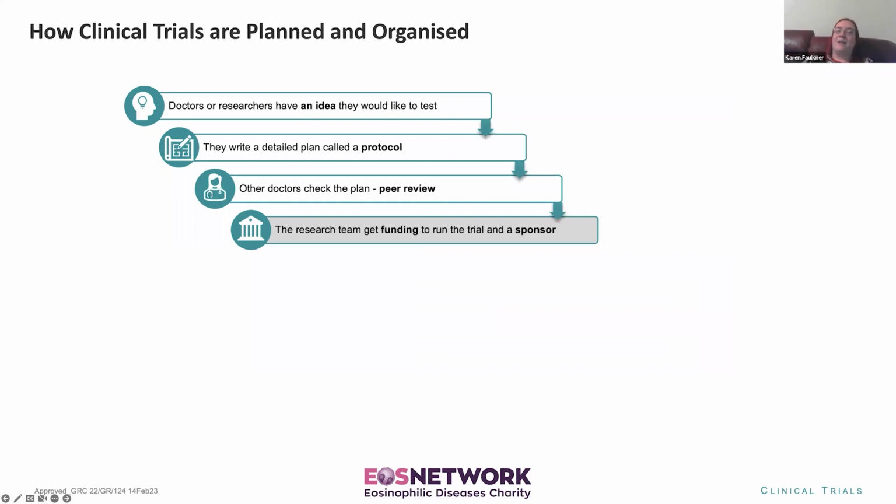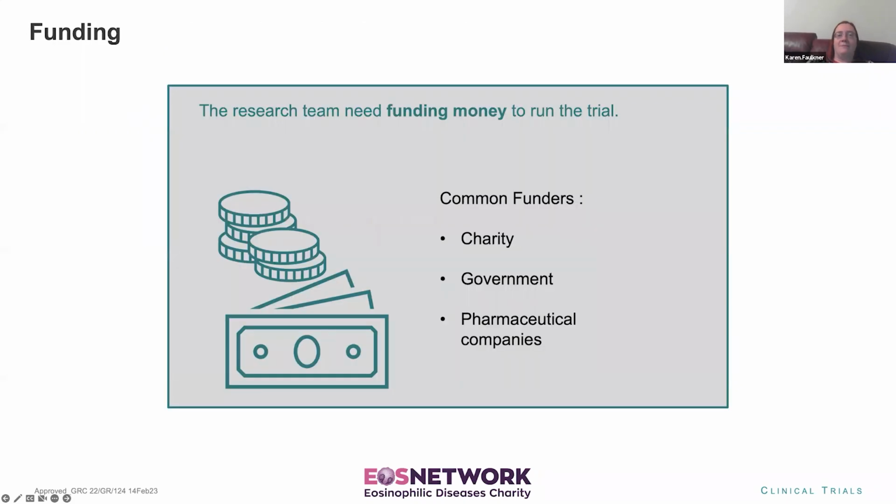Now, the next part is the money part. So all of these trials, as we discussed last week, cost millions to run. Money is a big part of this, and they need to get funding to run the trial, and usually that comes in the form of a sponsor. What we mean by a sponsor is the person that's essentially going to fund the trial.